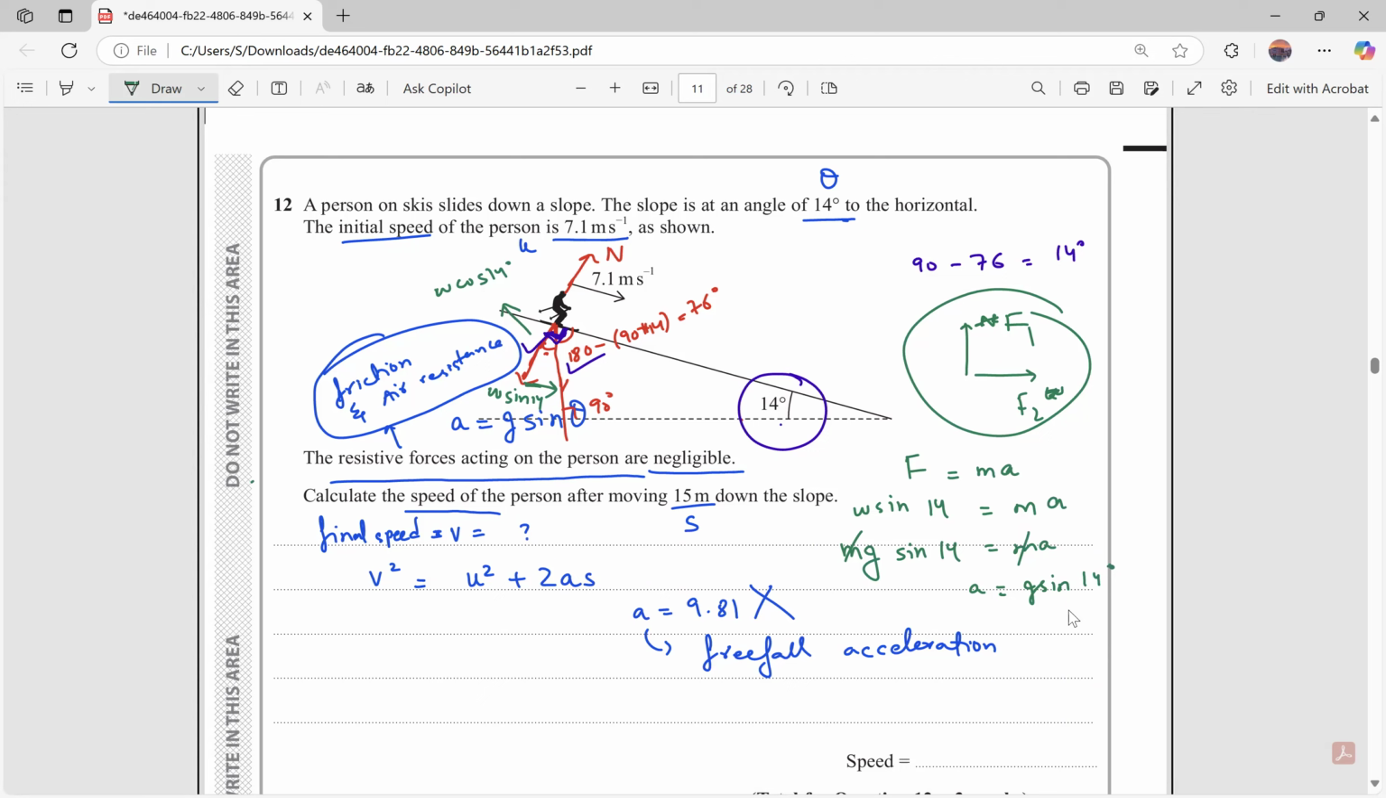So now this is the acceleration. Let's calculate it. 9.81 times sine 40. That is 2.37. And this is acceleration, so meters per second squared. Let's substitute it now in the SUVAT equation because we are trying to find the final speed of the skier. The initial speed was 7.1 squared plus 2 times 2.37 times the distance, which is 15.